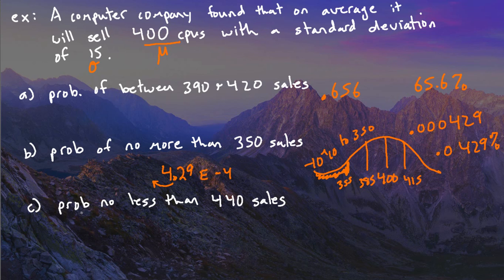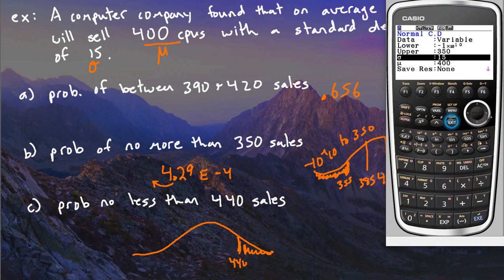This probability, no less than 440 sales. So in our distribution, 440 is somewhere over here. We want no less than that. So we want this portion of our probability. So our upper bound is now 10 to the 10th, and our lower bound, we don't want to sell any less than 440. Oops, I put that in the same spot. So 10 to the 10th, and then 440 is our lower.